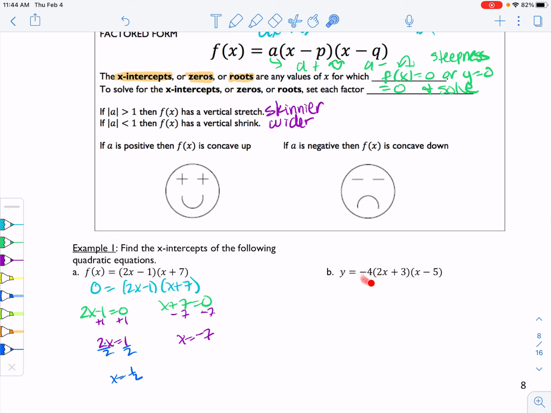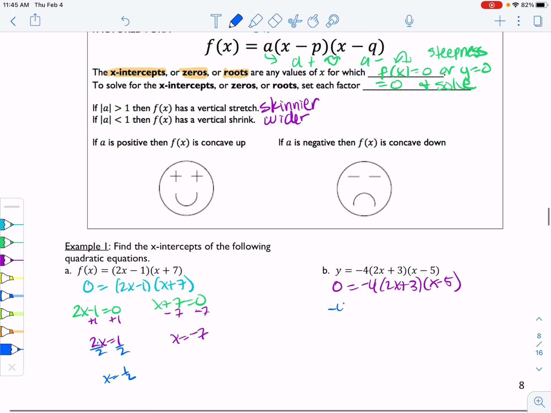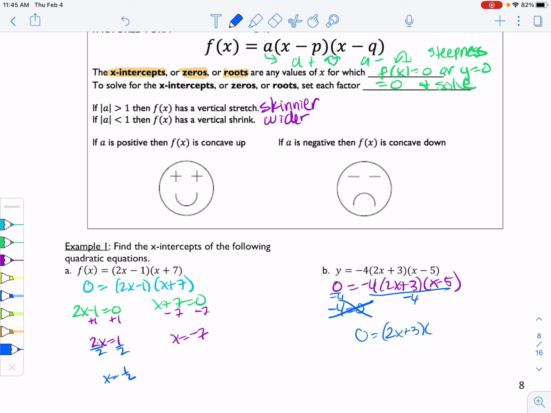Now, this one might throw you off a little bit because of this -4. If we look at it, -4 is just a greatest common factor. If we set that factor equal to 0, notice we would get -4 equal to 0. Well, that doesn't ever happen, so that can't change anything. The other way you could look at this is you could say, well, I could divide by -4 on both sides, so then I get 0 equals 2x plus 3 times x minus 5. So the -4, any number out here that's just a constant with no variable, is not going to impact your x-intercepts or your zeros or roots.